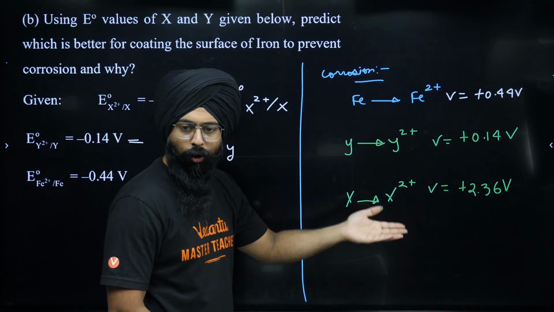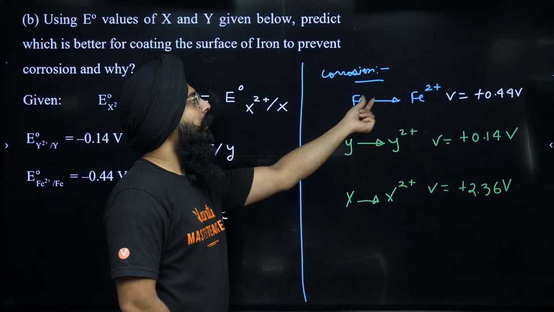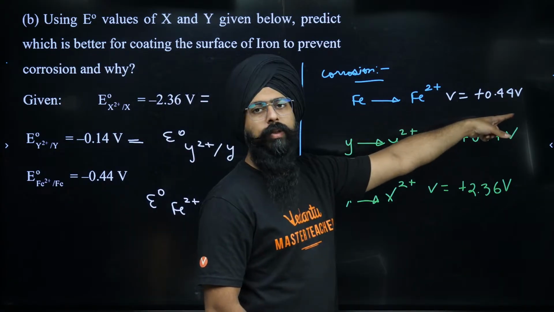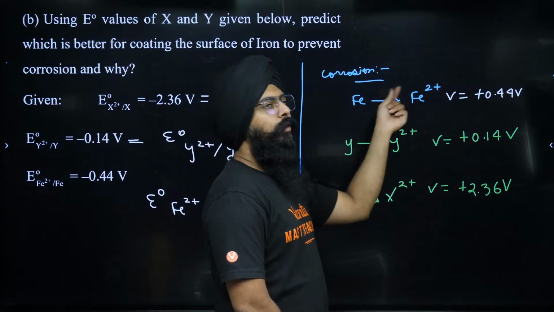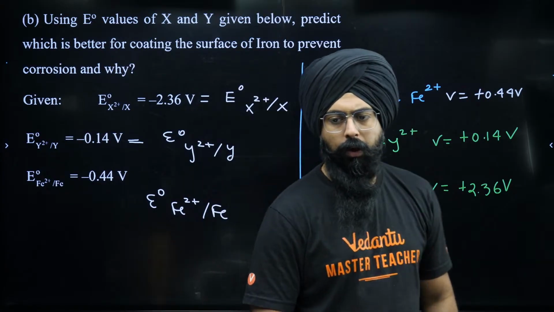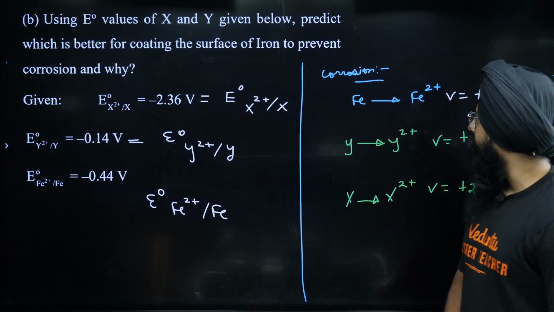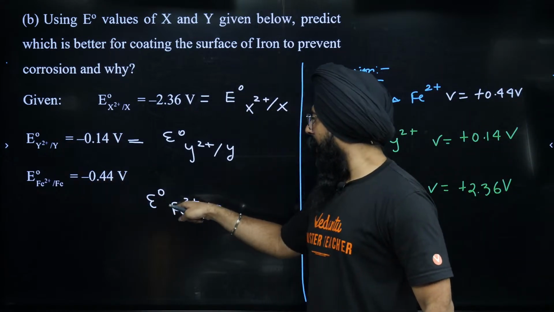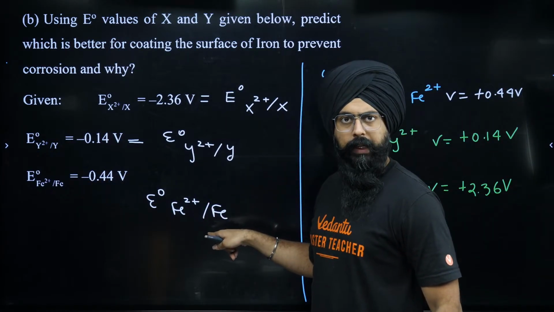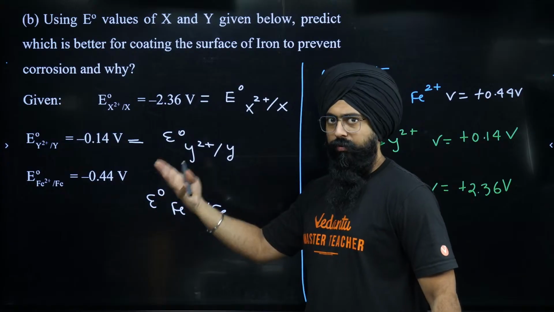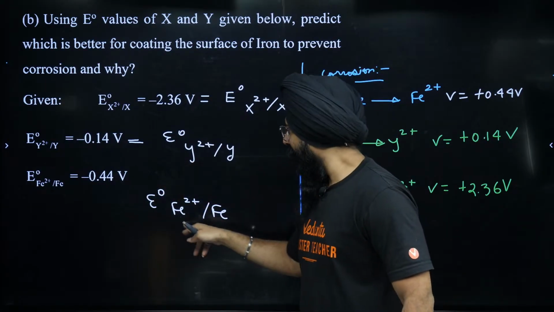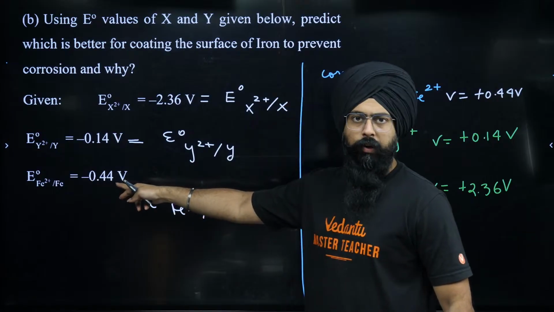Corrosion can be thought of as iron getting oxidized to iron 2 positive. What is the voltage associated with iron getting oxidized? See, this is the voltage for iron getting reduced. Yes, reduction potential is the voltage for something getting reduced. So, when iron gets reduced, the voltage is minus 0.44 volts.